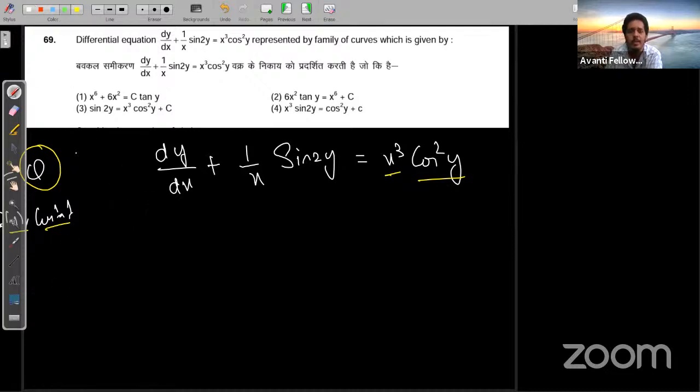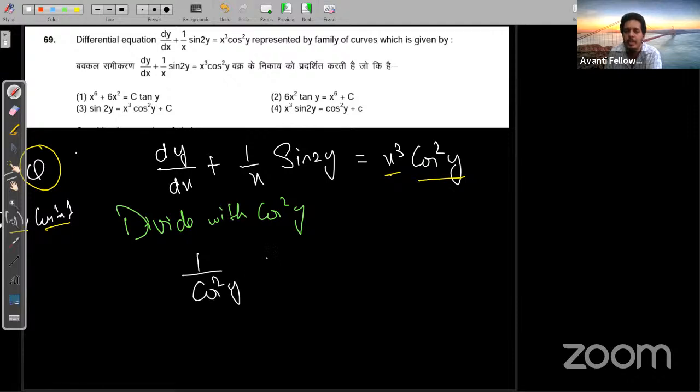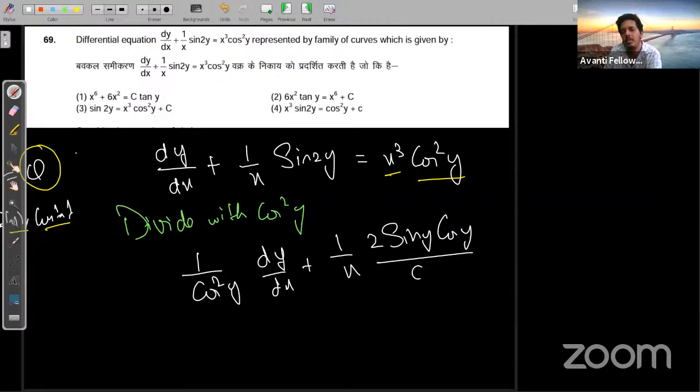So what you do is, divide the whole equation by cos square y. Now what is happening? Tell me, everyone. 1 by cos square y dy by dx plus 1 by x into sin 2y. I'm writing it as 2 sin y cos y by cos square y, since I have divided, right? Is equal to x cube.